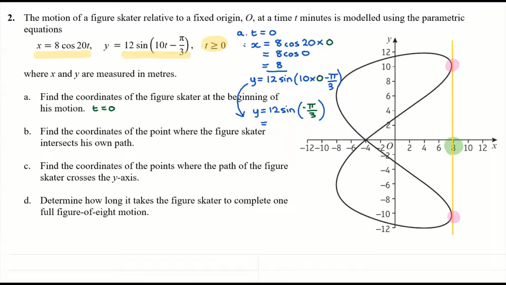Sorry, negative 6 root 3, which is approximately negative 10.392. All right. Now, that seems to correspond nicely with the diagram. So we know this is a negative value now, negative 10.392. So it's going to be this point here. So this is where the start of this circuit begins. So this is the starting point.